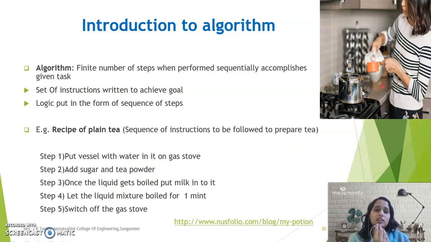So if the person follows these steps, what will happen? He will get a tea, he will get an output that is tea, but he might not be satisfied with this output. Why? Because nowhere is it clearly mentioned what quantity to put or what the time requirement is. Okay, so remember, there are some characteristics that need to be followed. So at this particular slide, I will just focus on one thing: our algorithm is a finite number of steps that should be performed sequentially, and after performing those steps, we will get a desired result or achieve our goal. Okay, that is the definition of an algorithm.